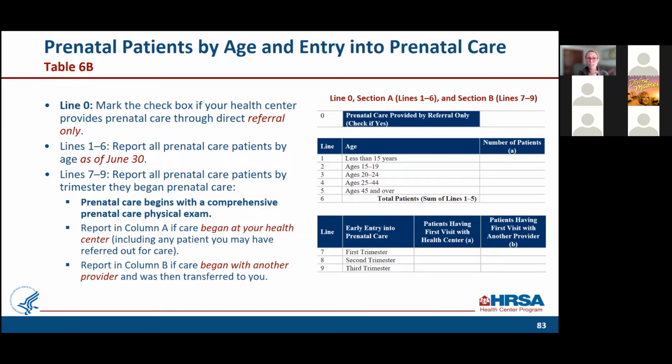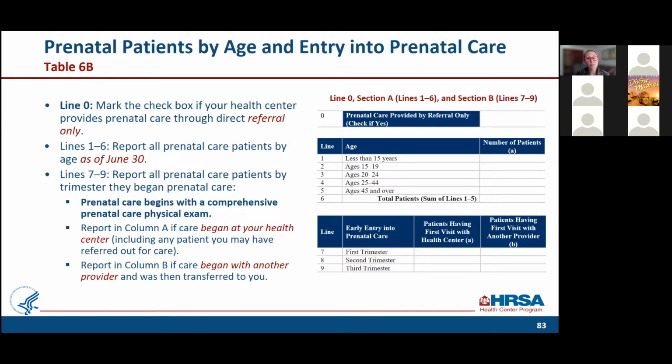As I mentioned a couple of slides back, health centers must track and report on all prenatal patients, whether they provide the care or they refer out. You'll report your total number of prenatal care patients served during the year, even if only for delivery, by their age in section A. You'll report patient's age as of June 30th for lines 1 through 6.